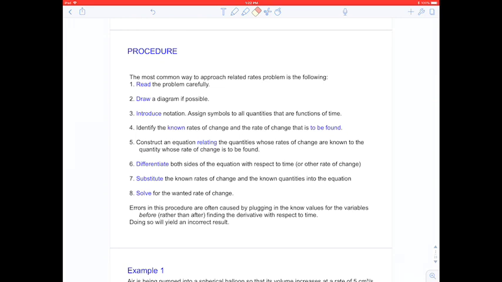We will read a problem carefully, as always. We will draw a diagram if possible. Having a diagram, we always have to introduce a notation. Okay? We will assign symbols to all quantities that are functions of time. That means this is really important.